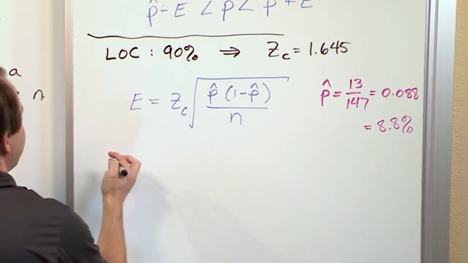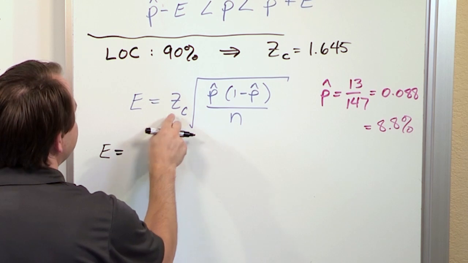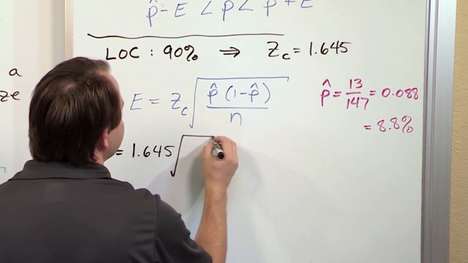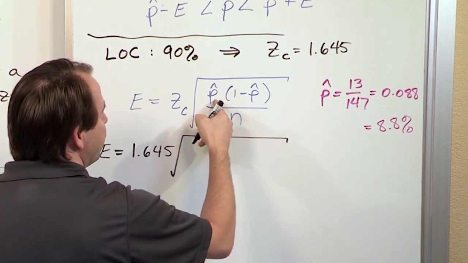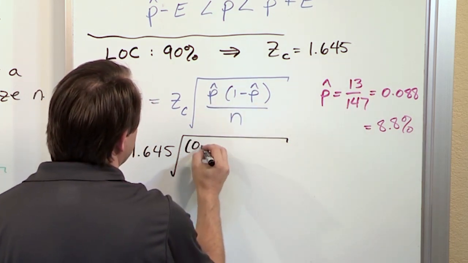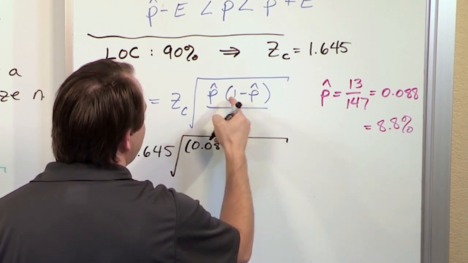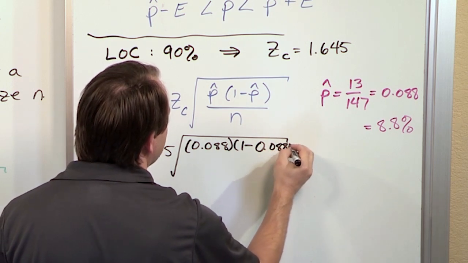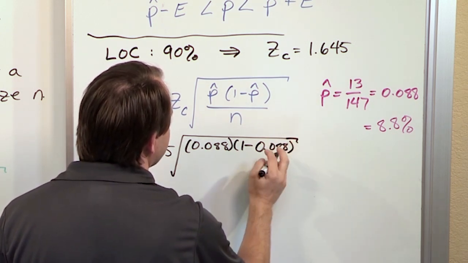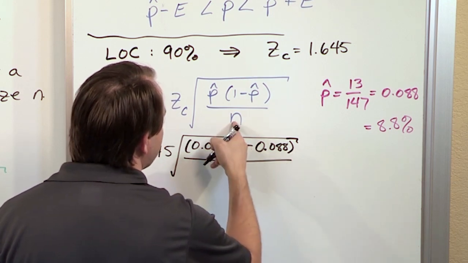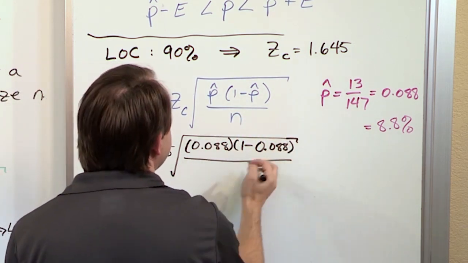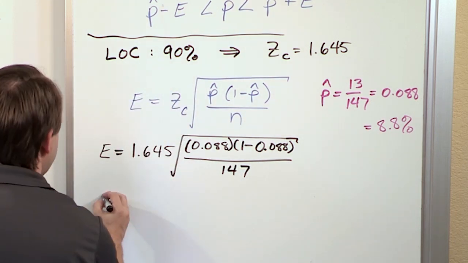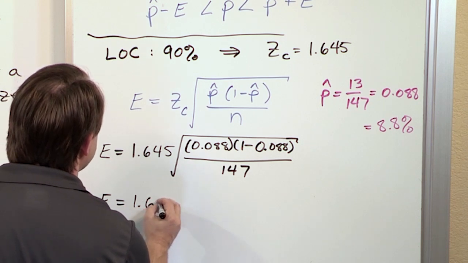All right, so now we can calculate the margin of error. Z sub c, we said for this level of confidence, is 1.645. And then under the radical, under the square root, I have p hat, which is 0.088, and then I have 1 minus p hat, 1 minus 0.088. All of this is under the square root sign. And then also under here I have n, which is 147 people. That's how many teachers I actually asked here.